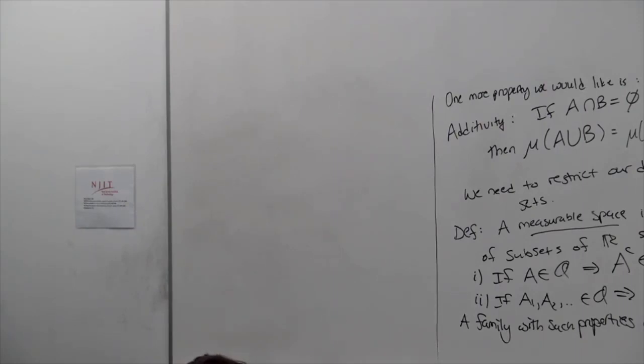So does that mean that we can say every Jordan measurable set is Lebesgue measurable? Yes, every Jordan measurable set is Lebesgue measurable, and the measures will be the same. They have the same value. That's absolutely right. But the converse is not true. There are Lebesgue measurable sets that are not Jordan measurable. For example, the rationals.